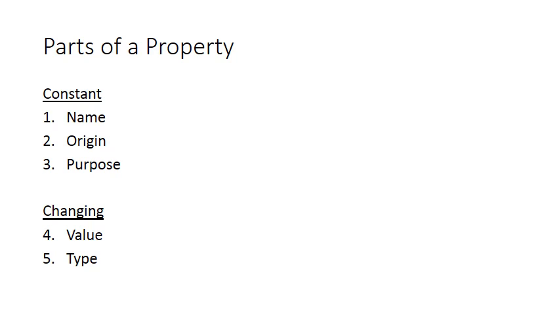Properties have 5 different parts. Some parts of a property change over time, but some will always be the same. Some parts are for the benefit of the programmer, and some are understood by the computer. When someone asks you, "Tell me about the property," there are 5 different things you can tell them about.